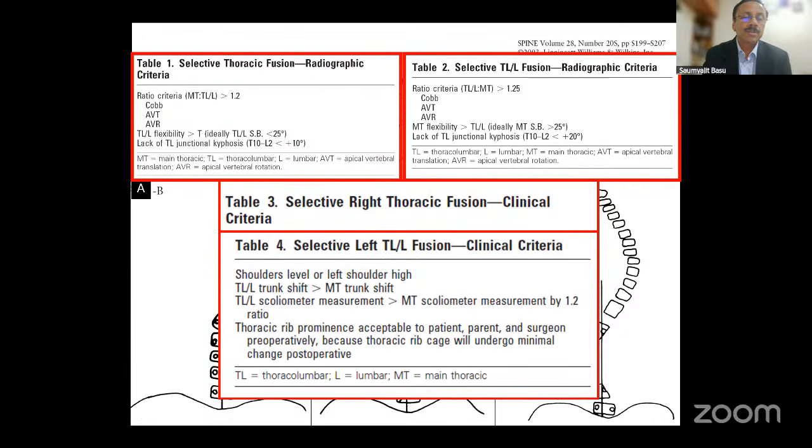Whereas a selective thoracolumbar fusion, neglecting the thoracic curve, is again with the left shoulder which is higher. That is one indication, and the thoracic rib prominence is acceptable to the patient, parent, and surgeon preoperatively, because the thoracic rib cage will undergo minimal change. So we must know that if you really fuse a lumbar curve alone, the thoracic curve might be 20 degrees residual, but there will be a significant thoracic hump which the parents must agree to.